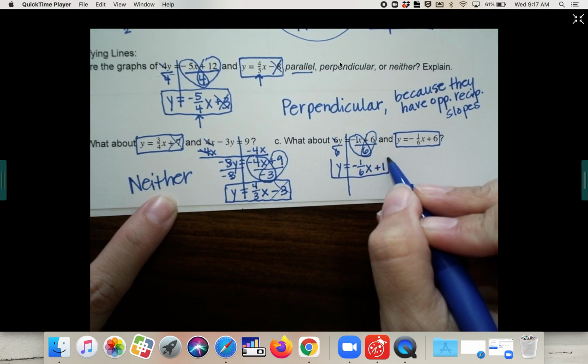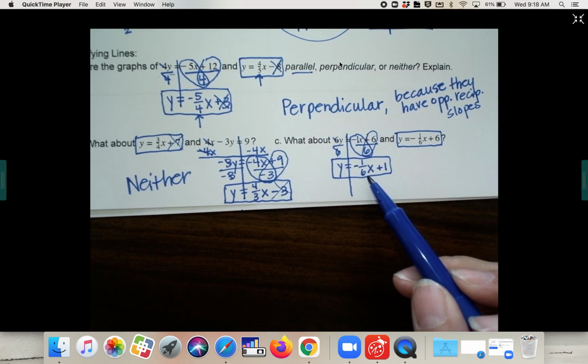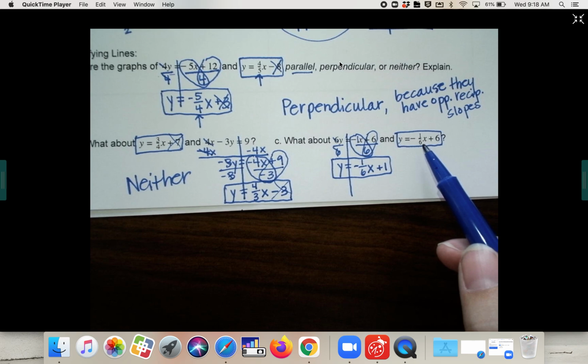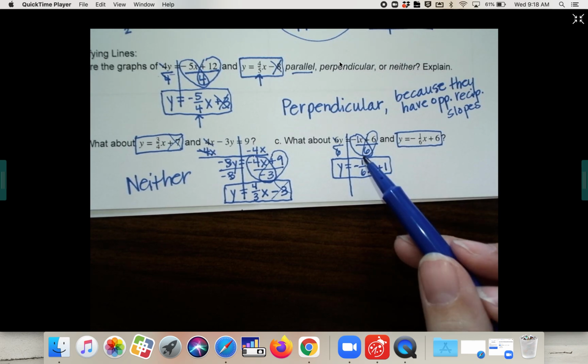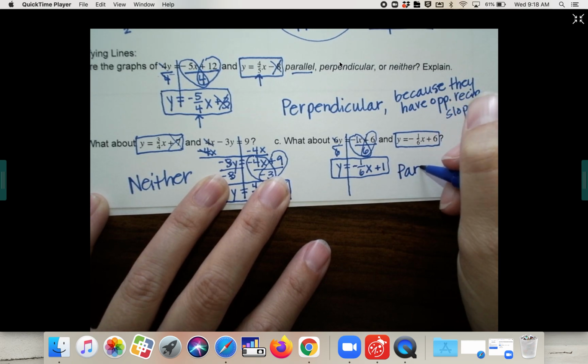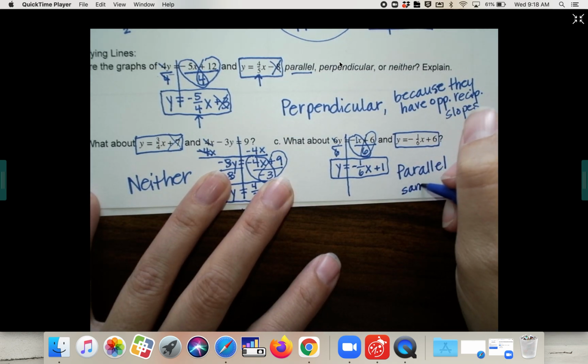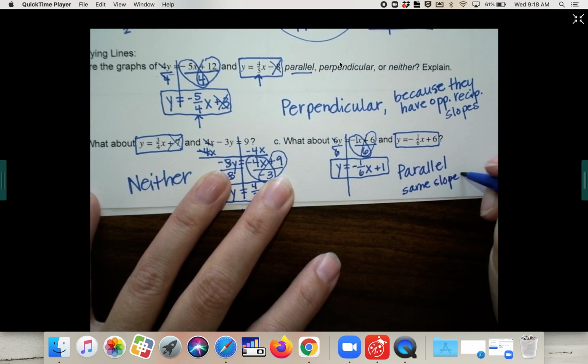Okay, so now let's look at our two. We have negative 1/6 for this slope and negative 1/6 for this slope. So since they are the exact same, they are parallel. And again, our explanation is because they have the same slopes. Same slopes. Okay, let's look at the back.